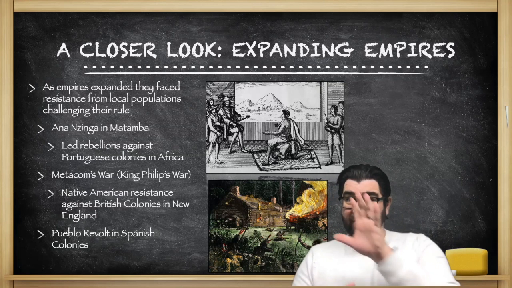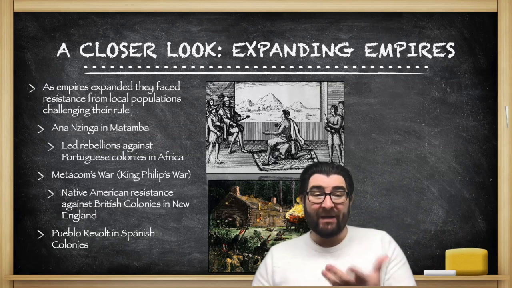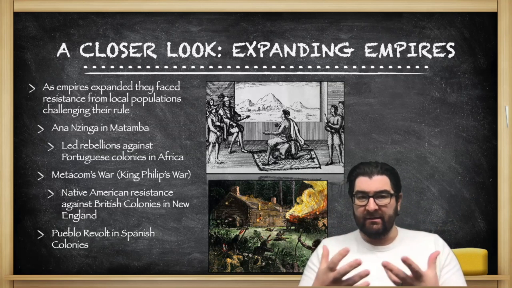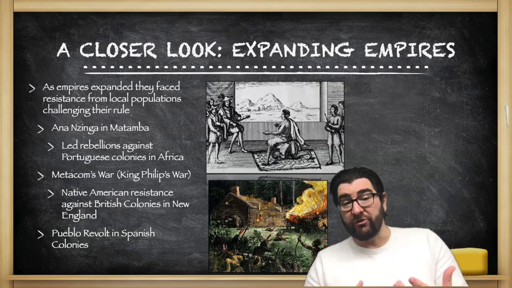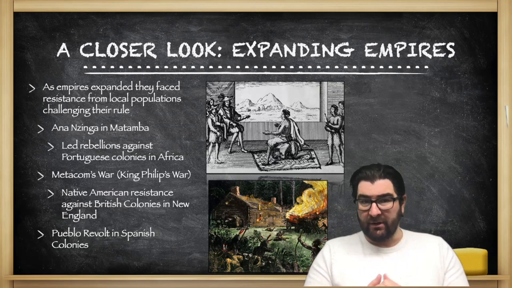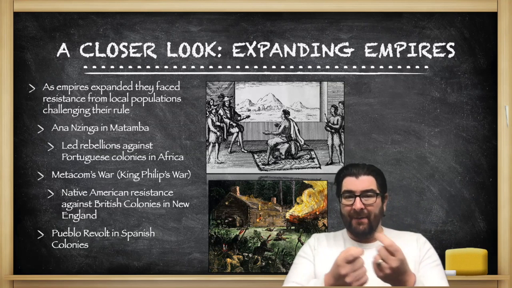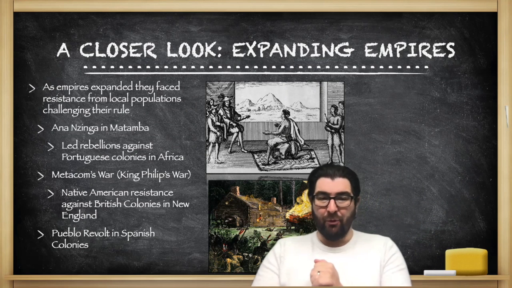challenging their rule. And we see this in Africa. We also see this in the Americas. In West Africa, Anna Nzinga, in a state called Matamba, will lead rebellions against the Portuguese colonies in Africa. In fact, she's going to eventually work with some Dutch to try to strike against their mutual enemies, the Portuguese.